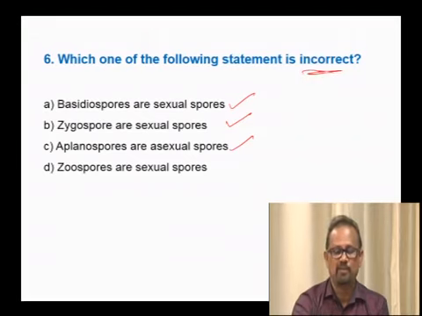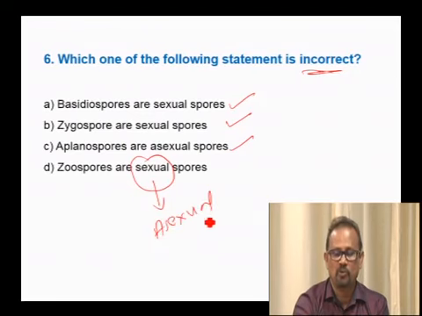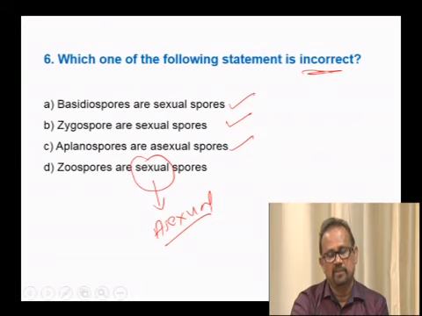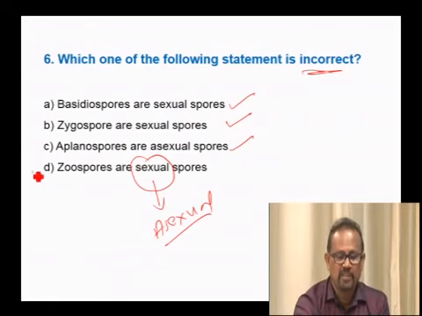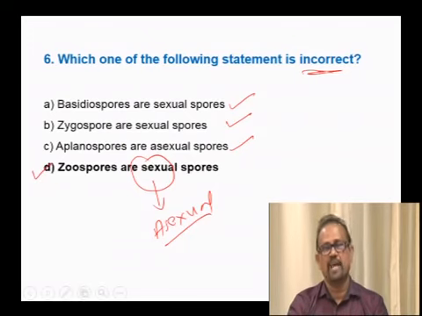The incorrect statement is that zoospores are sexual spores. Actually, these are not sexual spores. These are asexual spores found in algae. So they are asexual spores, zoospores. Therefore, with respect to the above question, the answer is D. So D is the answer. We shall move on to the next question.